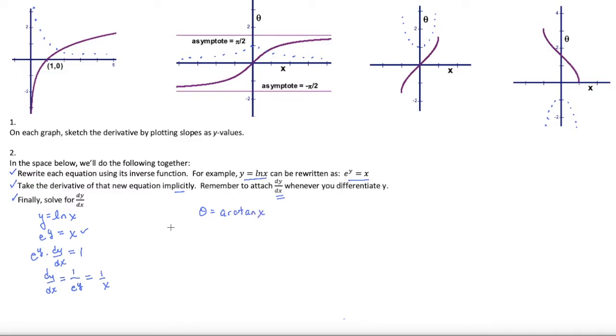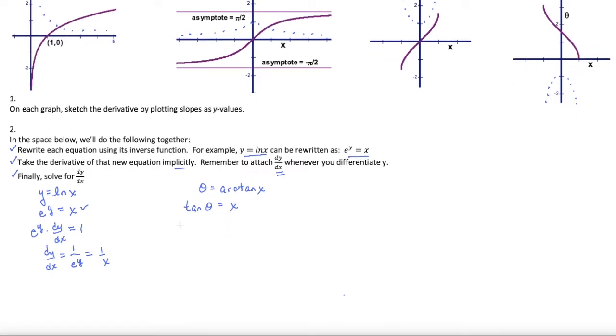Just like before on the previous example, we're going to rewrite this function. So now rewrite this equation. So now the tangent of theta equals x. And now we're going to differentiate implicitly. And the derivative of tangent is secant squared theta. The chain rule requires us to multiply by d theta dx. And the derivative on the right-hand side is 1. So d theta dx is 1 over secant squared theta, which I'm going to write as cosine squared theta.